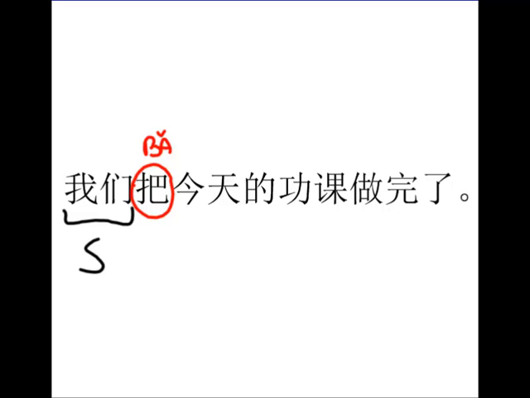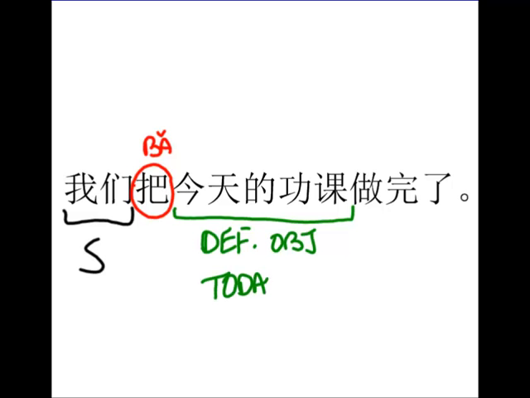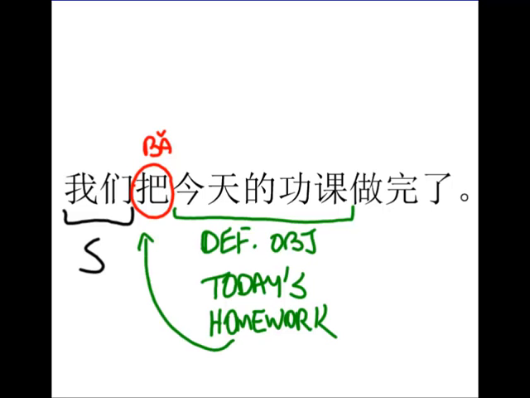Now what I want you to do is figure out what the definite object is, and it's always going to follow the ba. So take a look and see if you can figure out what that is. And if you said the object is 今天的功课, today's homework is our definite object, you would be correct. Now, I'm saying that this is definite because we're not talking about any old homework. We're not talking about the homework you did yesterday or the homework that's due next week, but the homework they have to do today. That's specific to what thing we're talking about, and that would make sense to follow as the object of the ba.